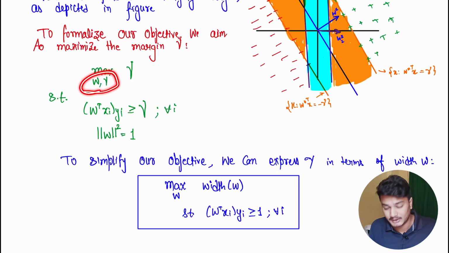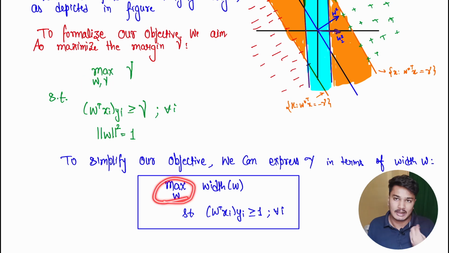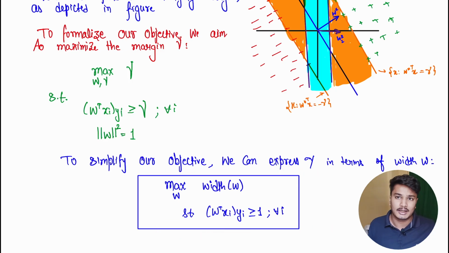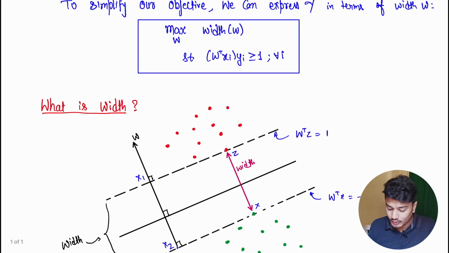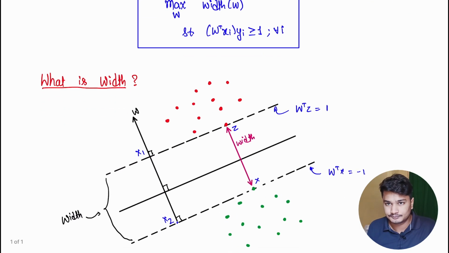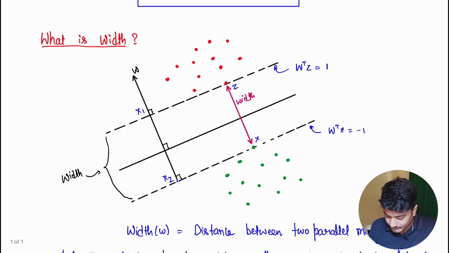Basically, we had two parameters here. Now we can say that we have one parameter, and you know that this is nothing but a constrained optimization problem. So we can solve that and get a W which gives us the maximum margin. Now, we said max over W of the width W, right? So what is this width? Let's understand what this width is so that we can maximize it.